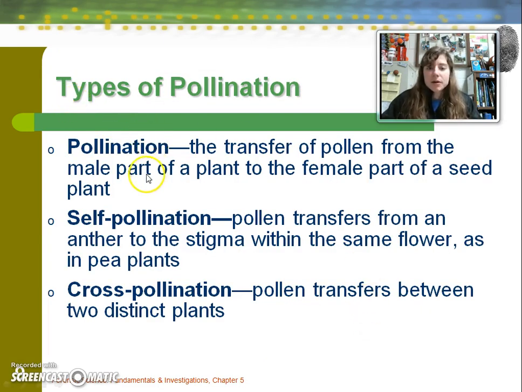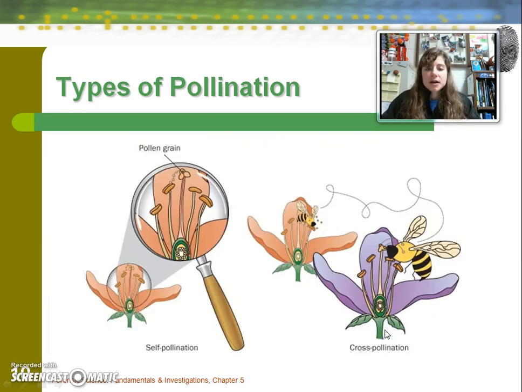So again, types of pollination. In general, it's the transfer of pollen from the male part to the female part of the plant. Self-pollination is a little bit more rare, but can happen. Cross-pollination is between two distinct plants of the same species. So this is generally how it happens. A lot of times flowers are aided by insects such as bees. Sometimes it's bats. But bees are really huge in pollinating the 30 plants or so that make up maybe 90% of our food sources, whether fruits or vegetables.